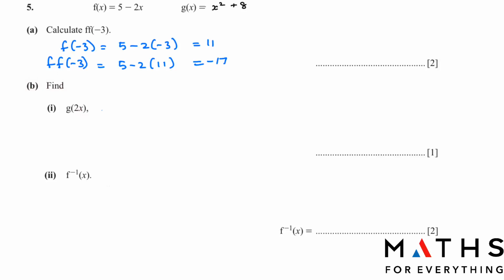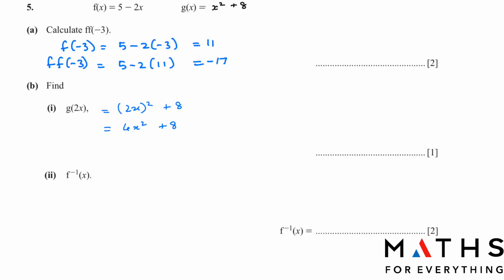5b, g of 2x. Just replace the x with 2x. And remember to put it in a bracket because the power of 2 is for the 2 and x. This will give us 4x squared plus 8.